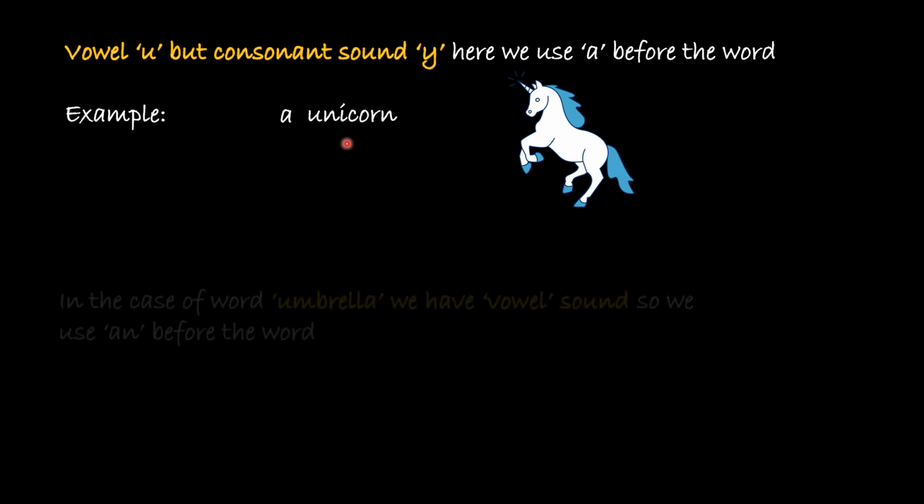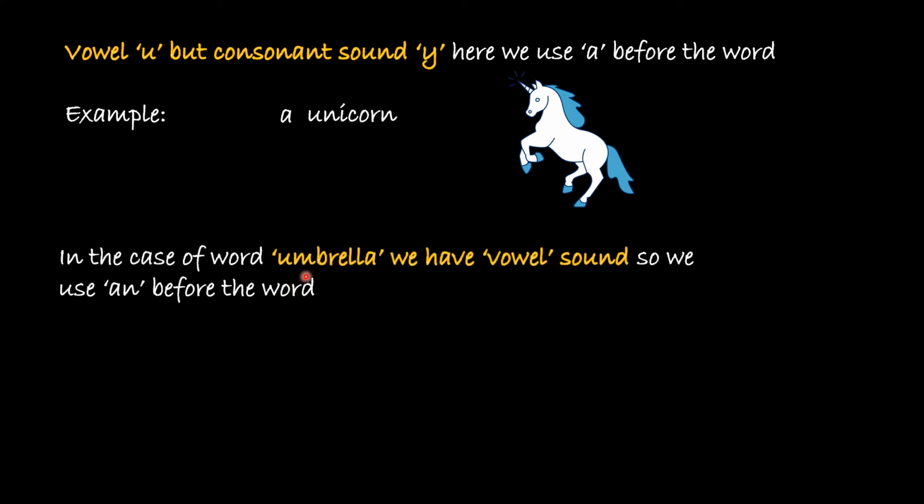A unicorn. In the case of the word umbrella, again here we are using the same vowel U, but it is having a vowel sound. So we will be using an before umbrella. Differences of sound only. So if you have any kind of confusion, students, speak the word twice, thrice and try to find out the sound. If you are getting a consonant sound, you will be using a, and if you are getting a vowel sound, you will be using an.